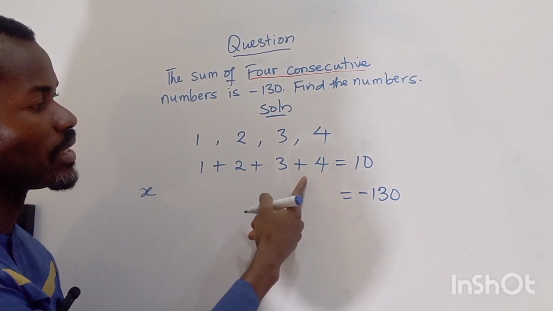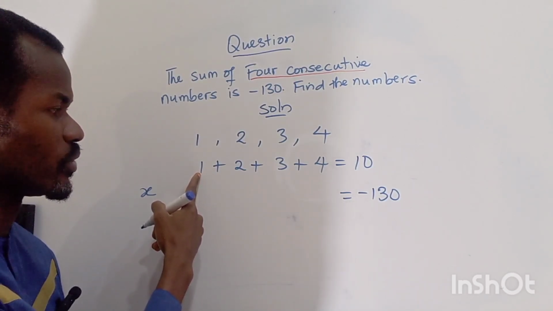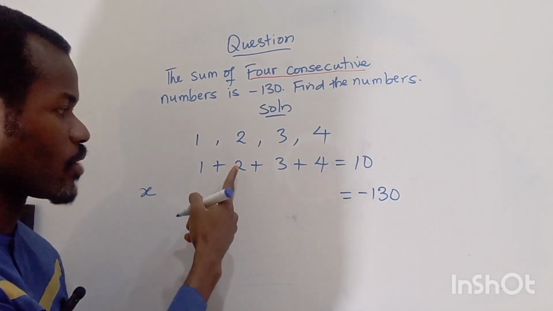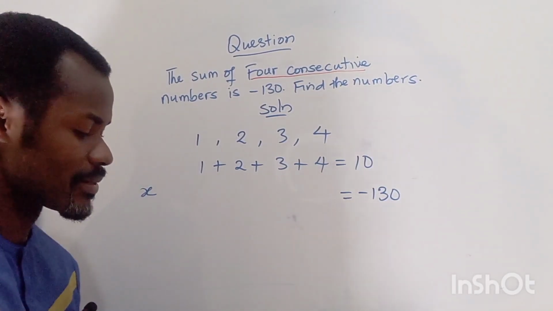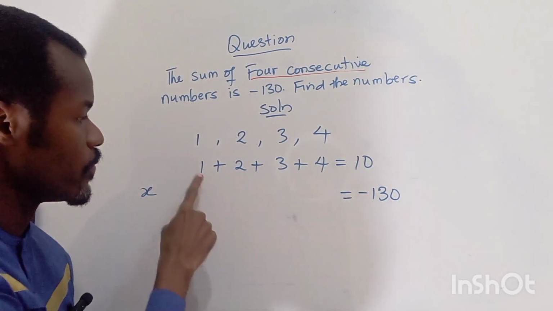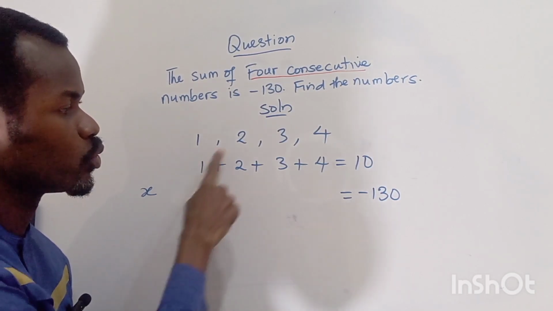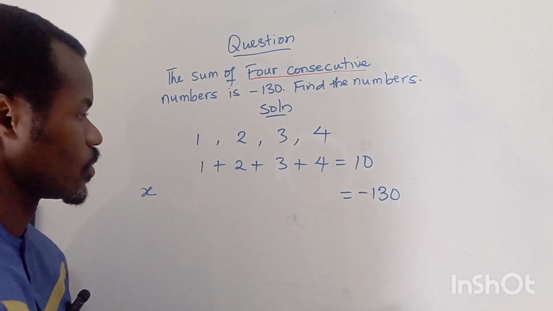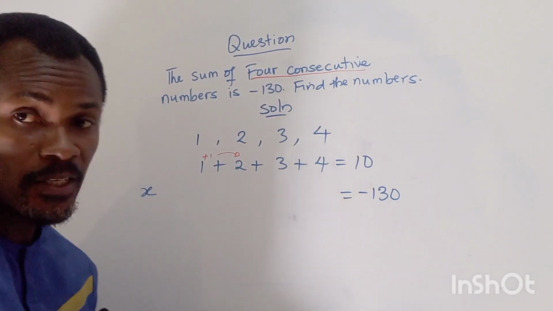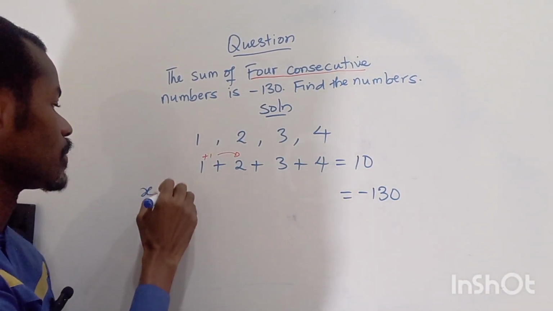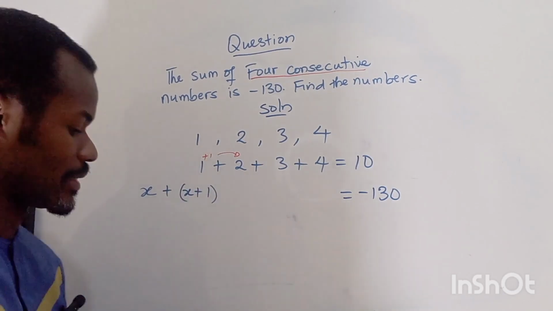Now, if you look at the increment, they are increasing by 1. If we add 1 to this, we have 2. If we add 1 to this, we have 3. If we add 1 to this, we have 4. But from x, it is quite different. From 1, if I add 1, I get 2. From 1, I need to add 2 to get 3. So if the first number is x, the second number will be x plus 1, because we added 1 to get it.